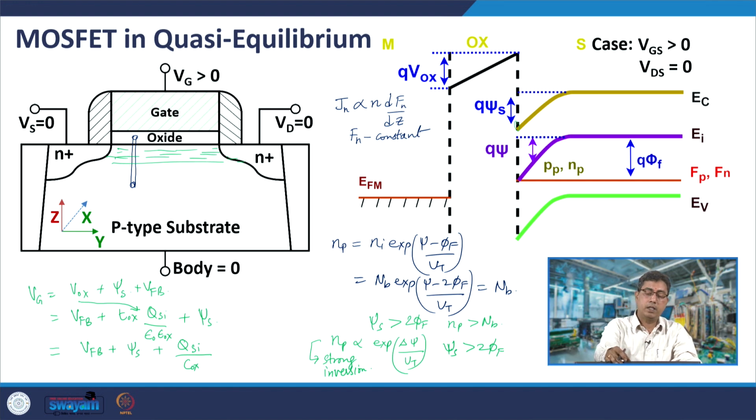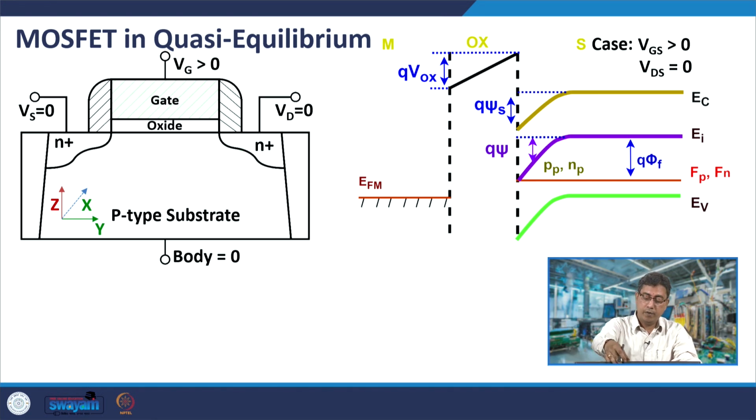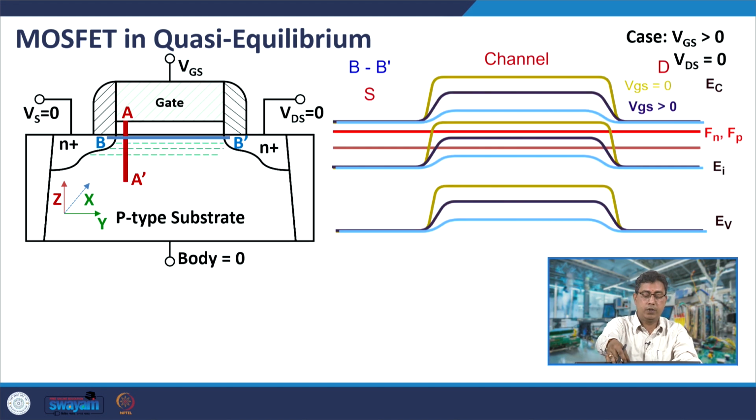So, we will now discuss what would happen if the drain voltage also is non-zero. Before that, we will discuss the band diagram along this line B B prime. This B B prime is located at the gate oxide silicon interface within silicon, but just at the interface. So, when the gate voltage is 0, this is the band diagram. This is the conduction band, valence band. Now, you increase the gate voltage.